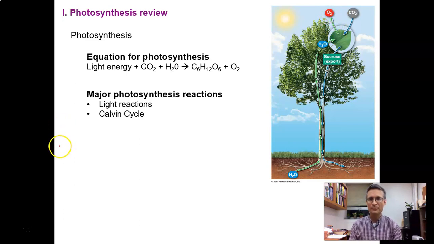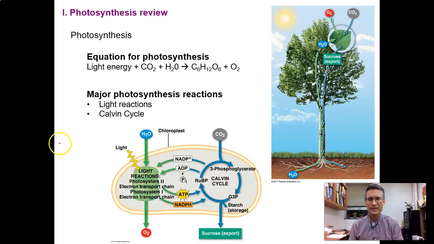Also, you may remember from previous lectures, there are two major sets of reactions that we have in photosynthesis. So our first set of reactions are the light reactions, and our second set of reactions occur in the Calvin cycle. This diagram from your textbook shows a little model of a chloroplast, and the first set of reactions are light reactions. So these are the reactions that capture the light energy using chlorophyll or some sort of other photosynthetic pigment.